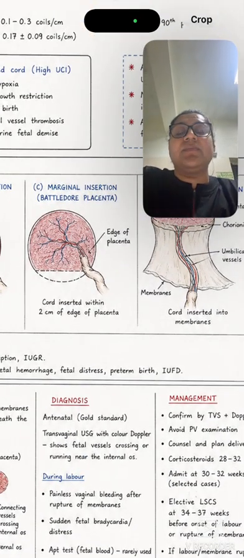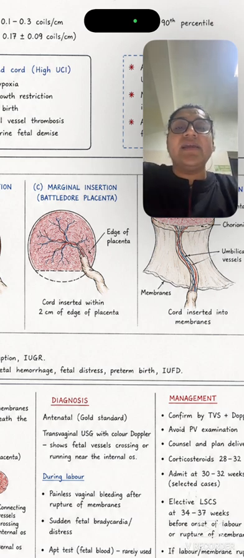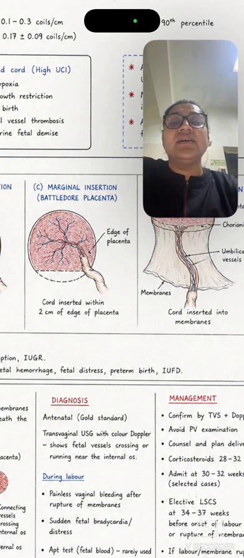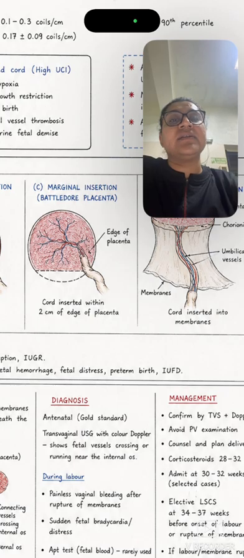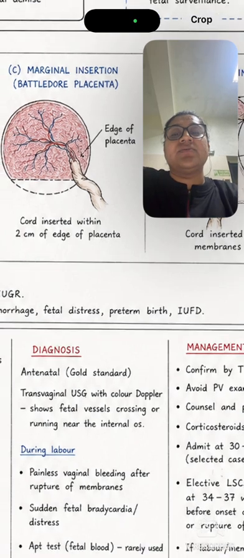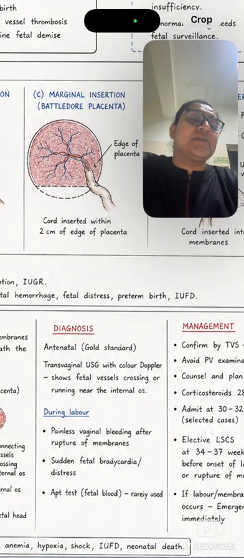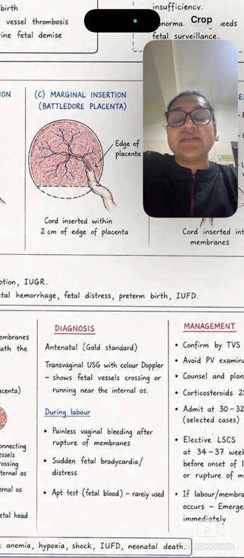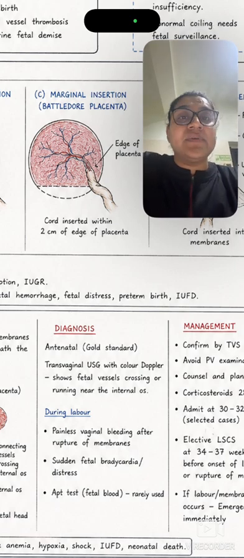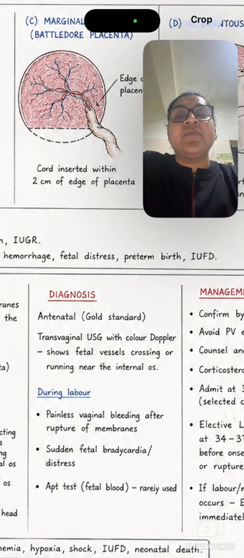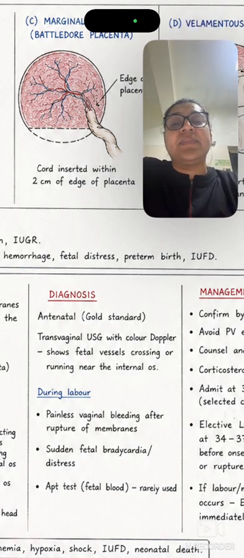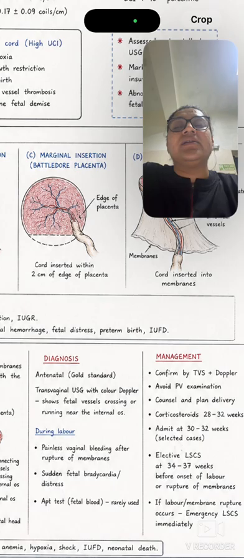So the main thing is diagnosis. How do we diagnose the Vasa Previa? Antenatally it is diagnosed by TVS USG with color Doppler, where we see fetal vessels crossing or running near the internal os. Sometimes if the patient is not coming for antenatal visits, or USG facilities are not available, then during labor there will be painless vaginal bleeding after rupture of membranes, sudden fetal bradycardia or distress, or the APT test. It's rarely used now, but you can write it.